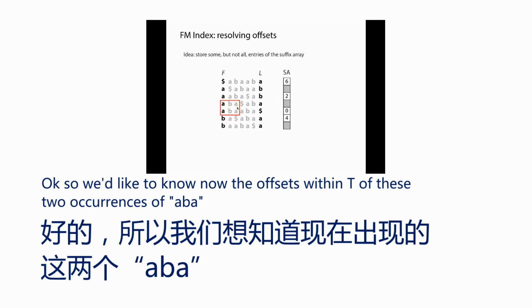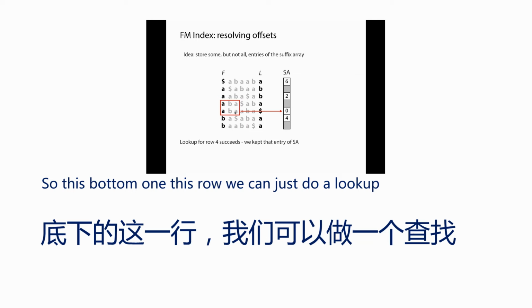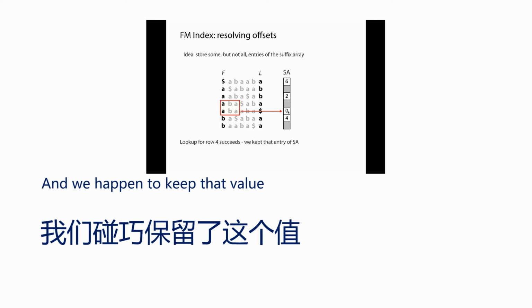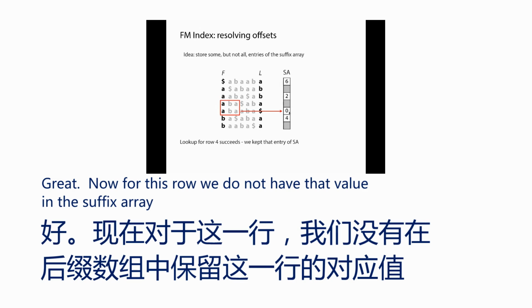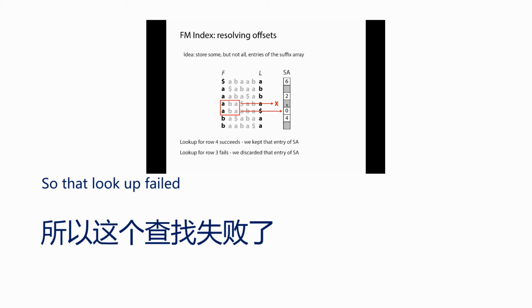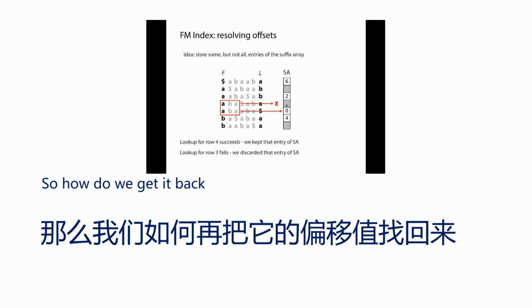Okay, so we'd like to know now the offsets within T of these 2 occurrences of ABA, and we have this available. So this bottom row, we can just do a lookup, and we happen to keep that value. So we know that that occurrence of ABA occurs at offset 0 within T. Great. Now for this row, we do not have that value in the suffix array. So that lookup failed. We discarded that entry. So how do we get it back?